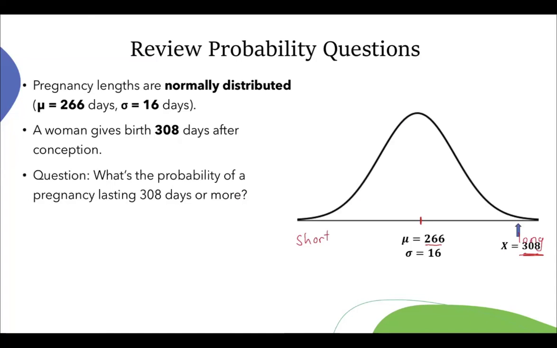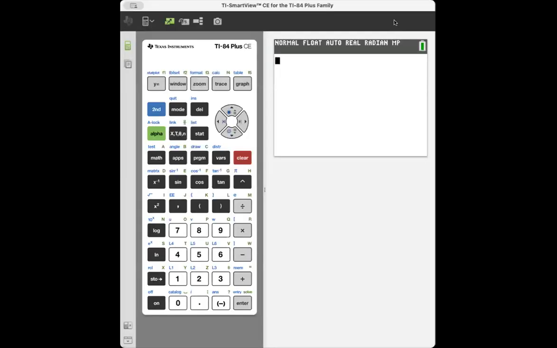What's the probability of a pregnancy lasting 308 days or more? So here's where 308 is. 308 or more represents the area to the right of 308, so we will shade that piece in. And we'll go to our calculator, normal CDF, and for the lower bound, we would put 308, upper E99 for positive infinity, mean 266, standard deviation 16. And if you need a refresher on how to do that, I'm going to go to the calculator now.